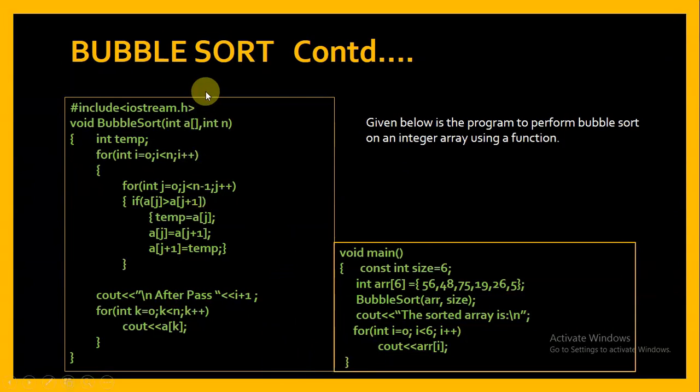Now let us see a program in C++ to perform bubble sort on an array. So this is the program. This is the header file we have included, and this is the bubble sort function. So again, let us start from main.